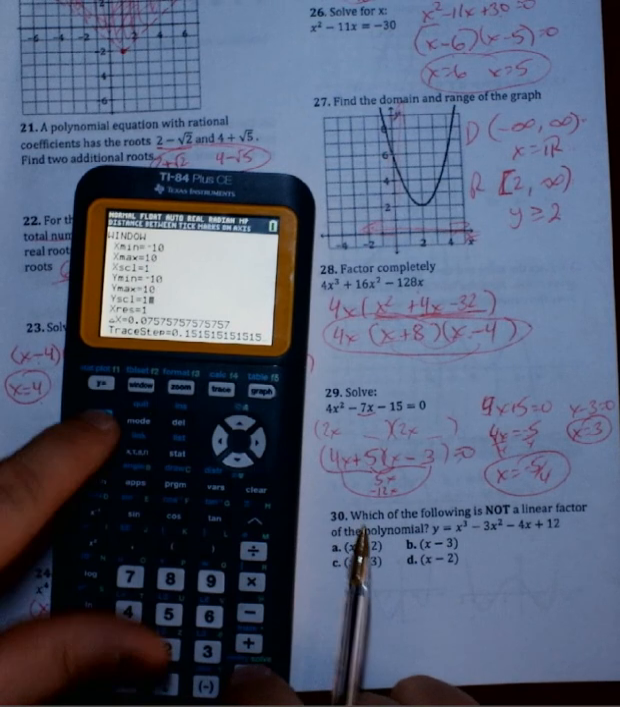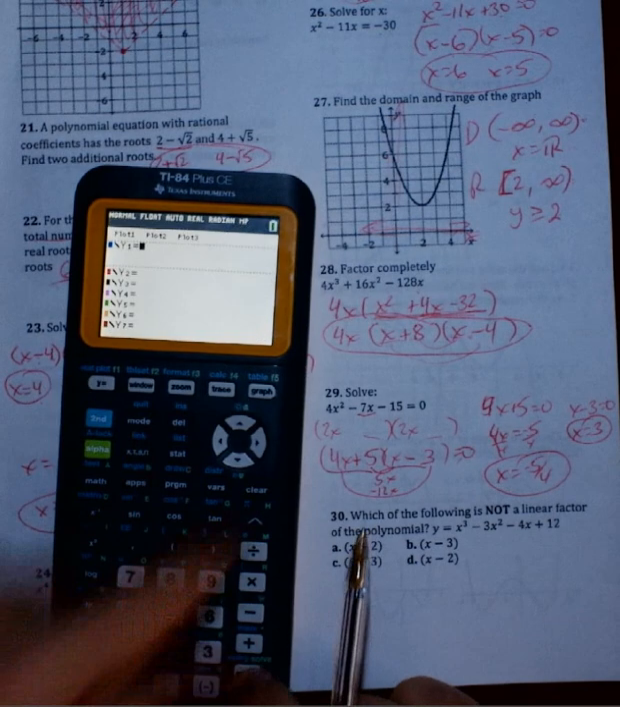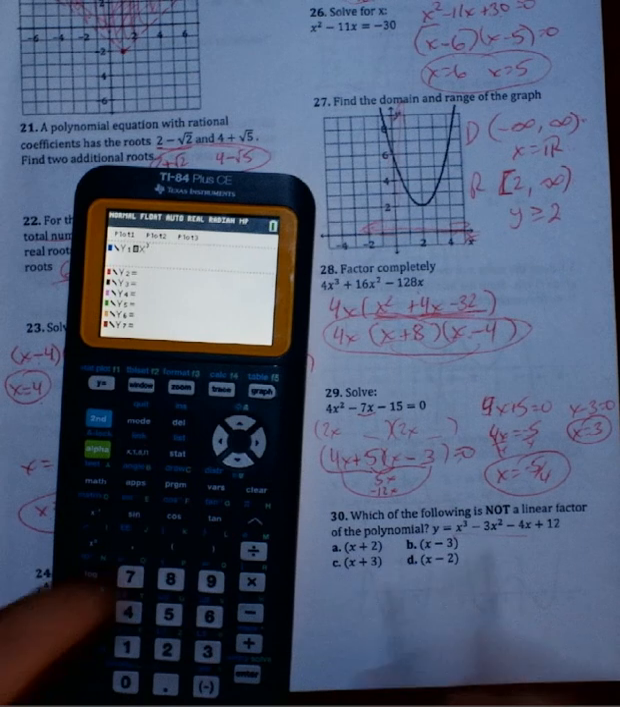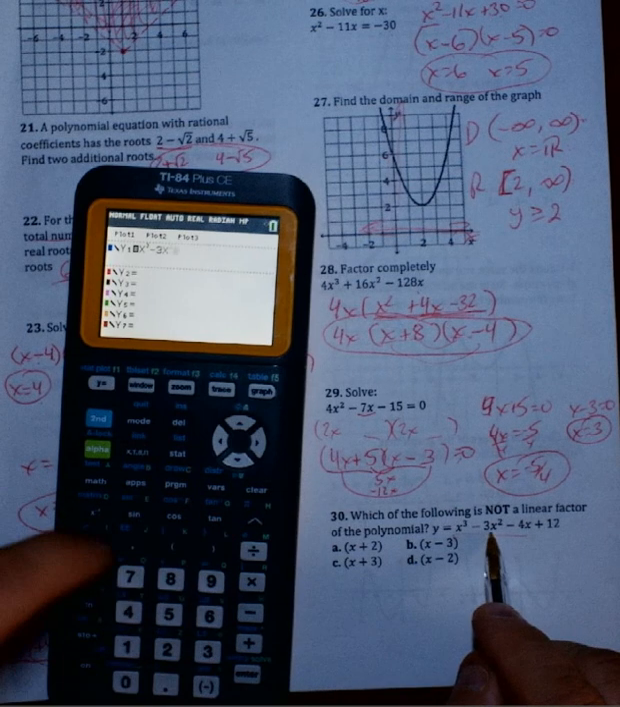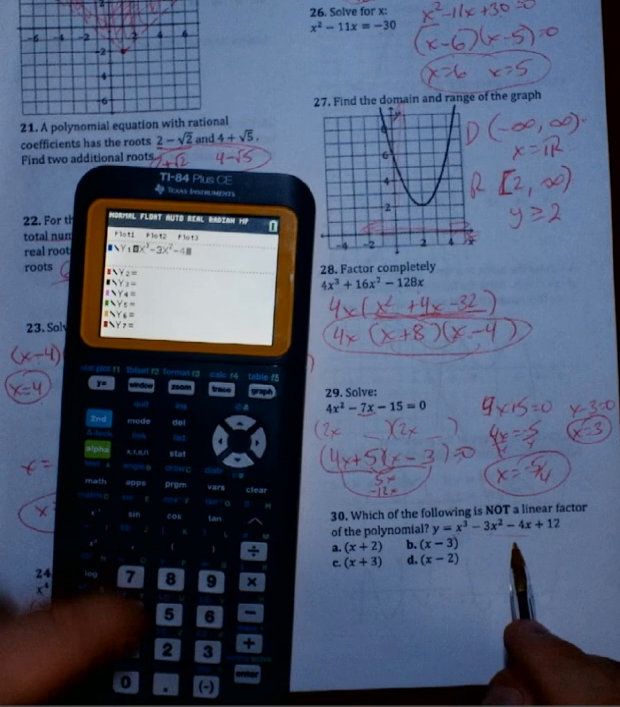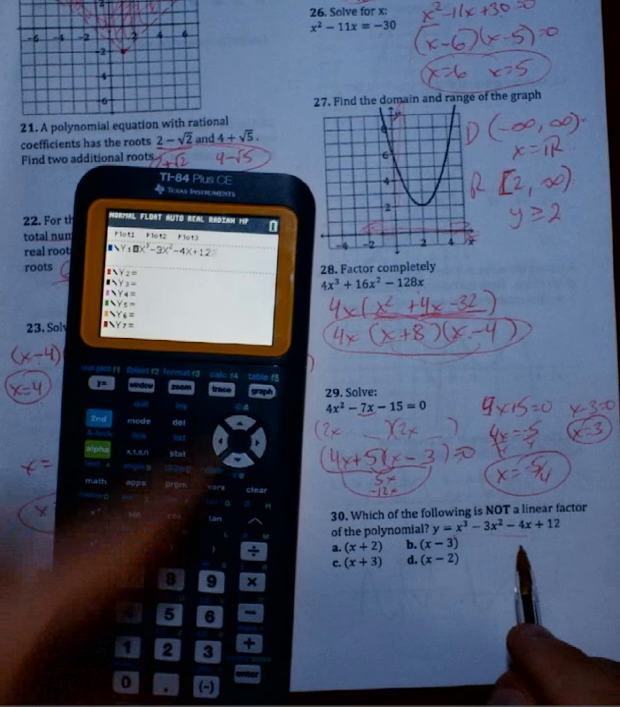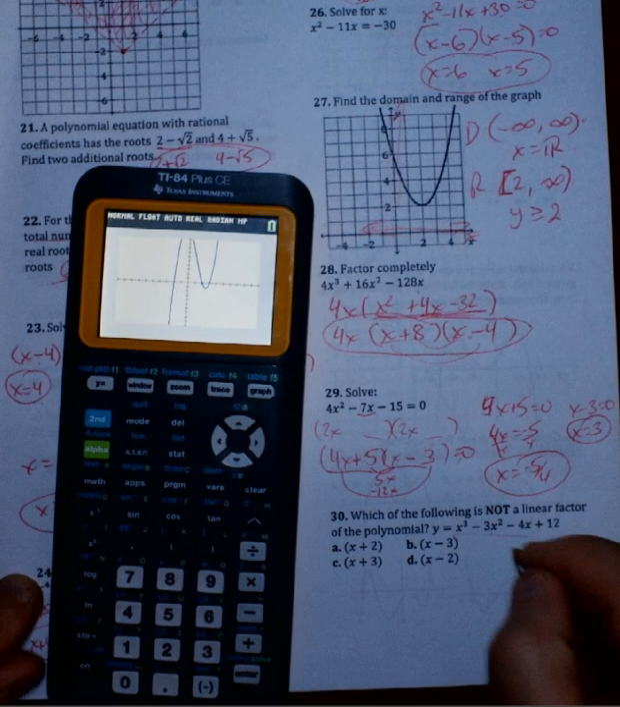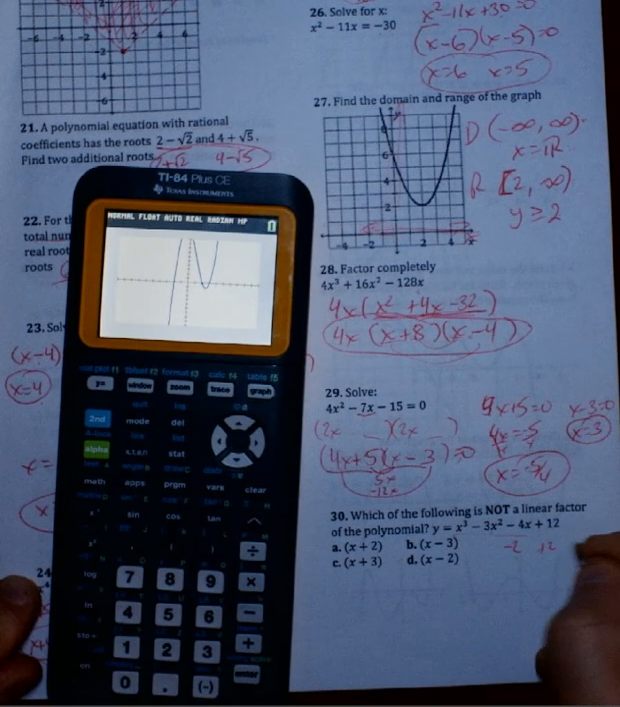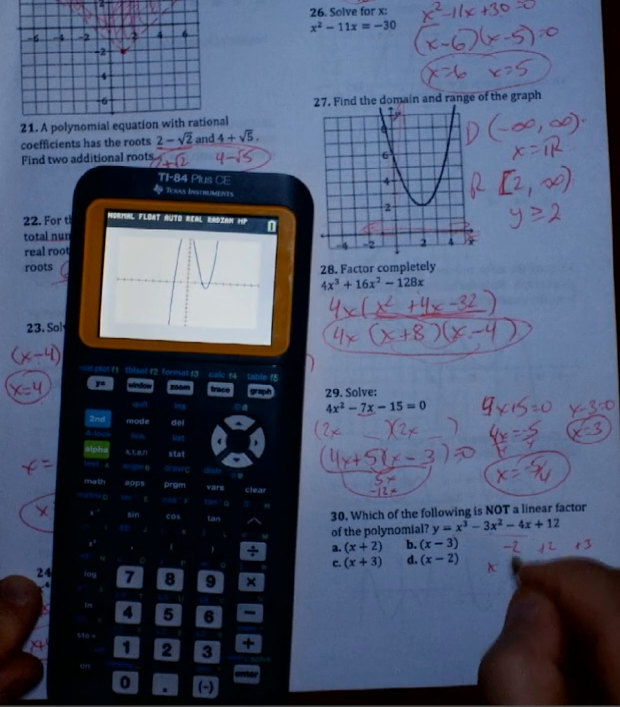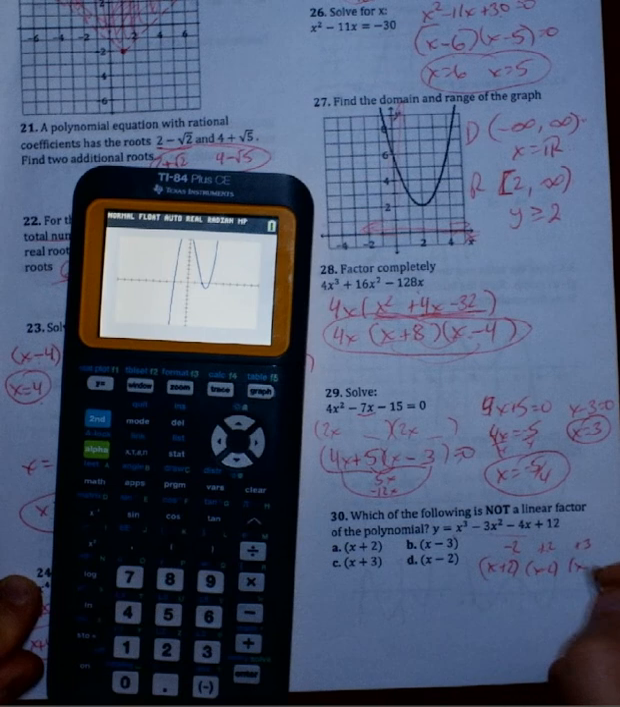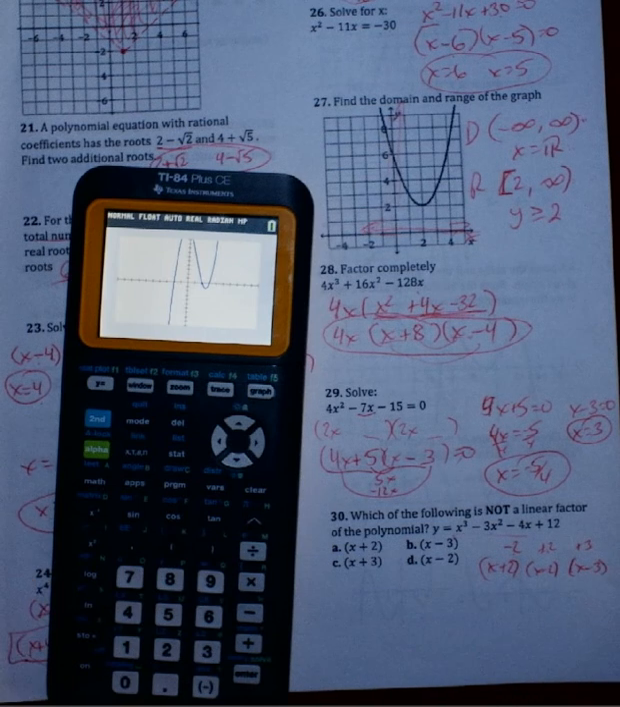So if I just go to my y equals and type this equation in there, this is going to be x to the third power minus 3x squared minus 4x and then plus 12. I'm going to graph that. Wonder where it's going to cross the x-axis. Looks like negative 2, positive 2, and positive 3. If that's the case, then x plus 2 would be a factor, x minus 2 would be a factor, and x minus 3 would be a factor. It says which of these is not a factor.